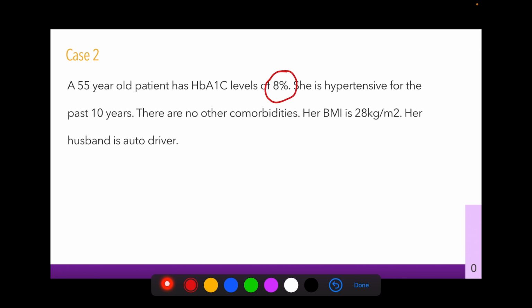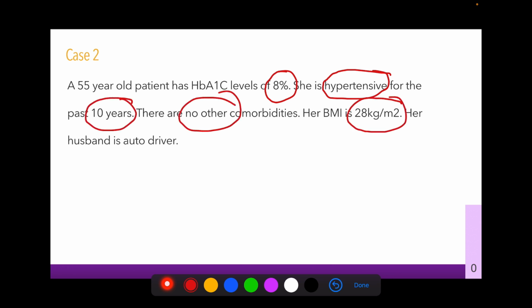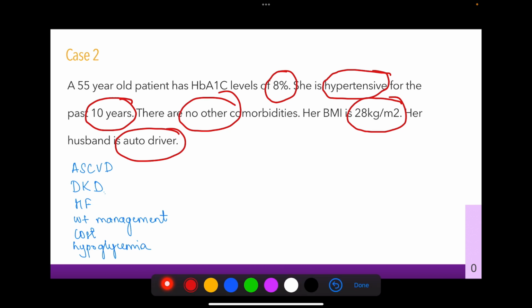Is she diabetic? Yes. Any HbA1c level more than or equal to 6.5 is considered as diabetes. So she is definitely diabetic. She is hypertensive for the past 10 years. There are no other comorbidities. BMI is slightly high, which is 28 kg per meter square. Her husband is an auto driver. Now, do you want to reduce the risk of ASCVD in this patient? Yes. This patient has risk factors. She is obese, she is hypertensive, so you will have to reduce the risk of ASCVD.